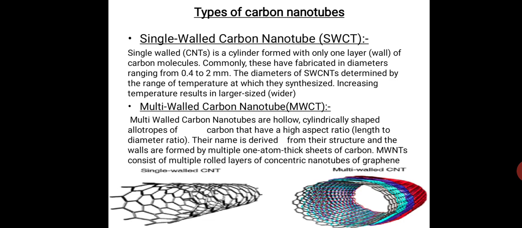So coming to the multi-wall carbon nanotubes, they are hollow cylindrical shaped allotropes of carbon that have high aspect ratio, that is length to diameter ratio. Their name is derived from the structure, and the walls are formed by multiple 1 atom thick sheets of carbon. Multi-wall carbon nanotubes consist of multiple rolled layers of concentric nanotubes of graphene.